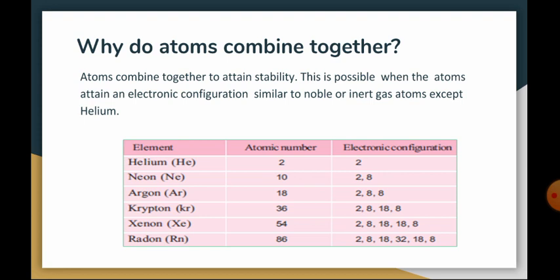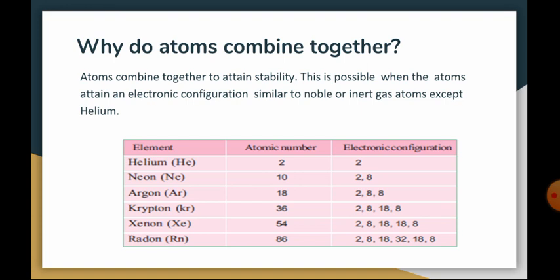Next, we come up with a very important question. Why do atoms combine together? Atoms combine together to attain stability. This is possible when the atoms attain an electronic configuration similar to noble gas atoms except helium.